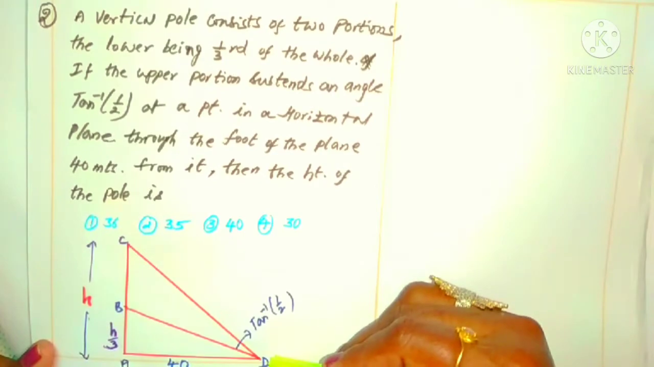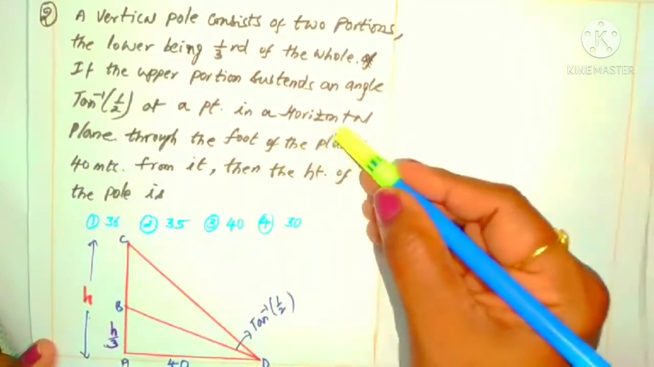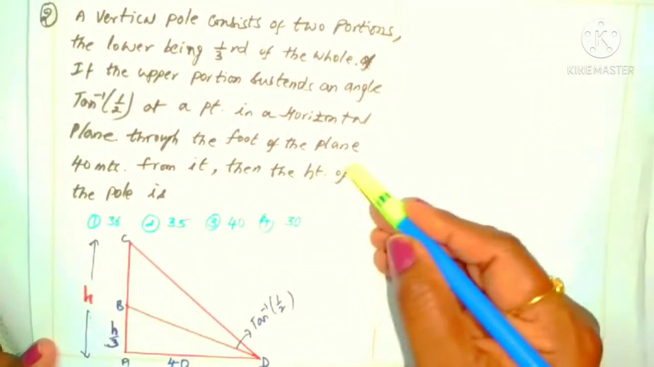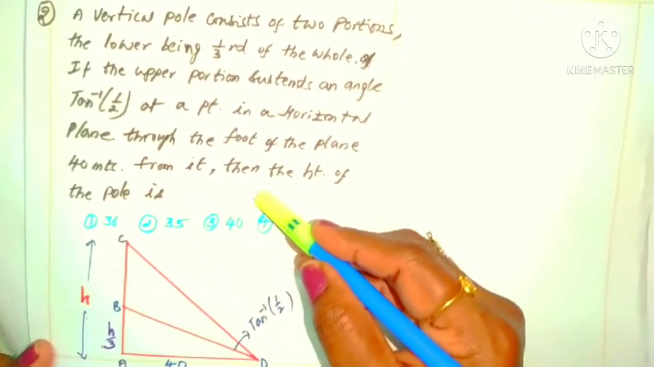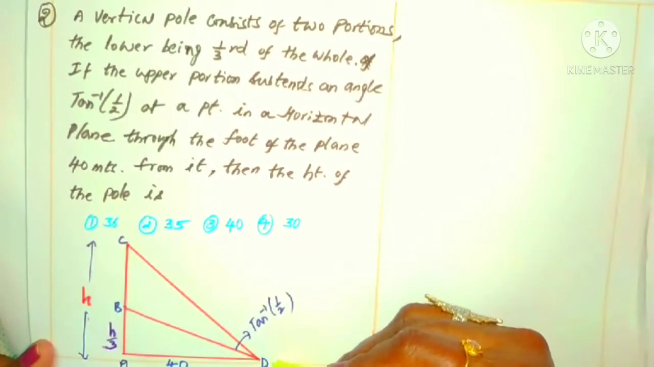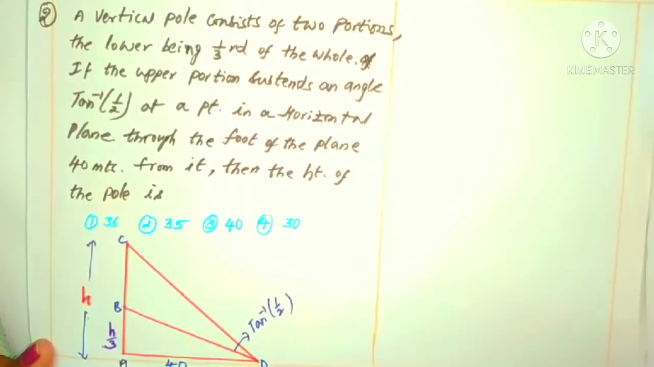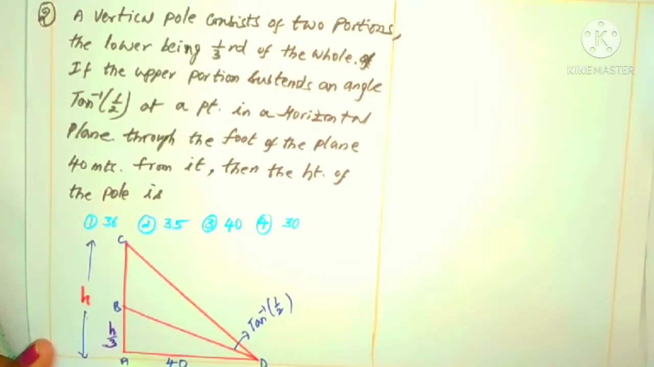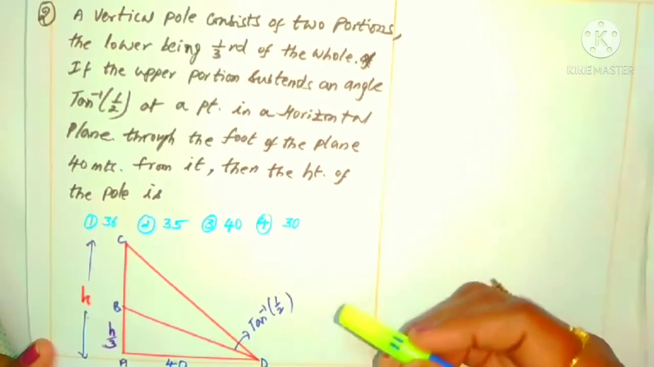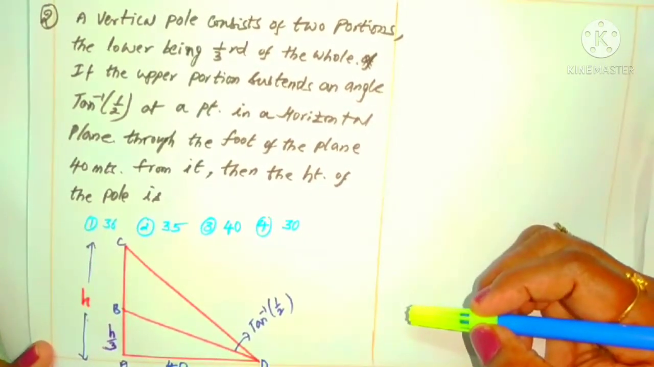And where is this point? That is also given here: horizontal plane through the foot of the pole, 40 meters from it. So where is the point D? 40 meters from the foot of the tower. What is the foot of the tower? A. So AD distance is indirectly given as 40.